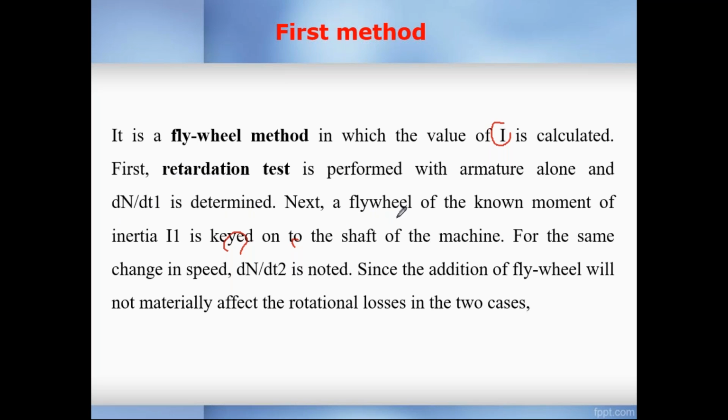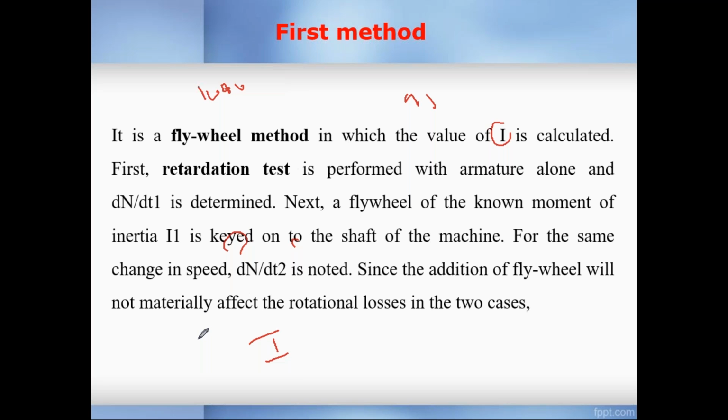Next, a flywheel of known moment of inertia I1 is keyed onto the shaft of the machine for the same change in speed. So this is the second case. First one 1000 rpm unte 1030 unte tarvata 970 vachu kada. So this is the second case. Now this is the first method. In this method, by using these two cases we can calculate the moment of inertia.